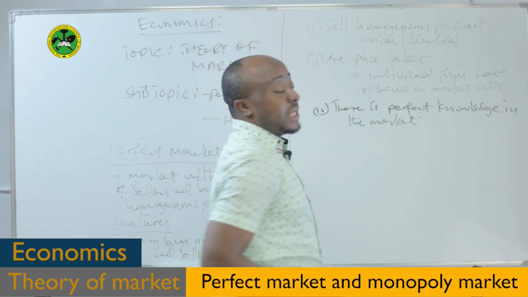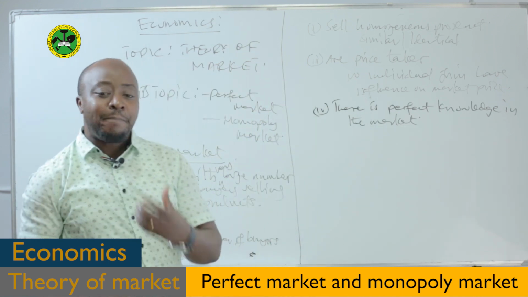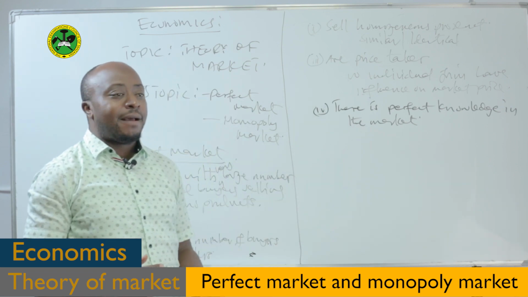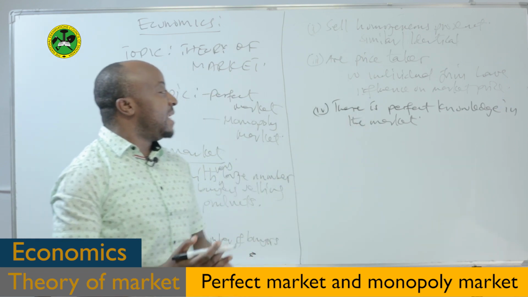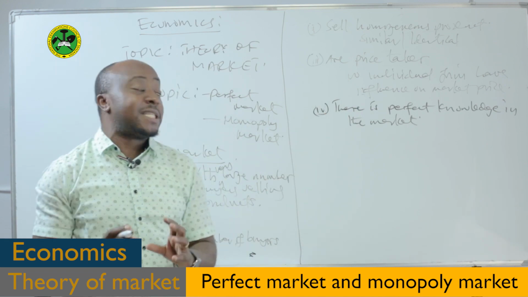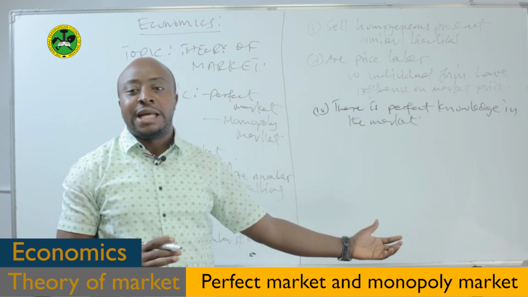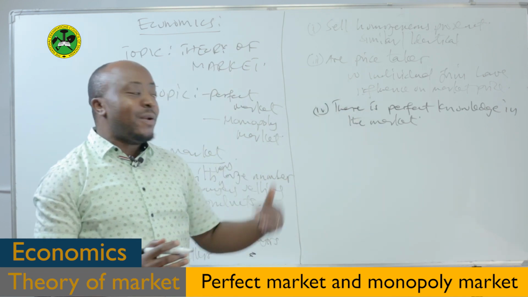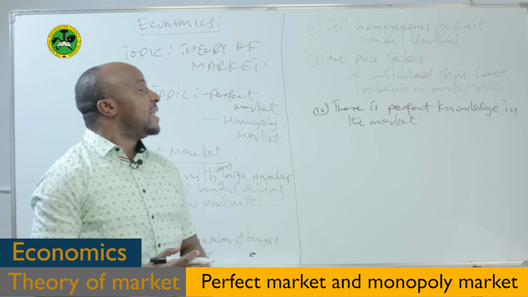There is perfect knowledge in the market. What do we mean? When we say perfect knowledge, remember in the market we have buyers and sellers. When we say the market has perfect knowledge, it means that all buyers and sellers have complete information about the market situation. That means they know the price charged in the market, they know the quantities supplied in the market, they know everything.